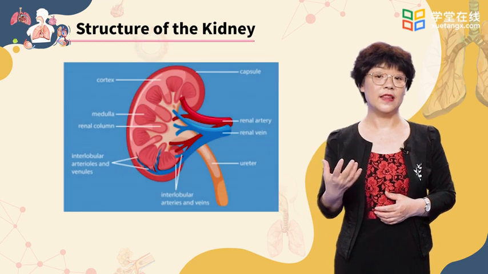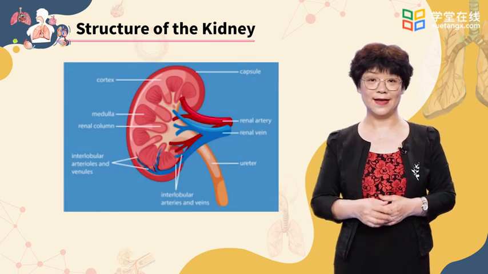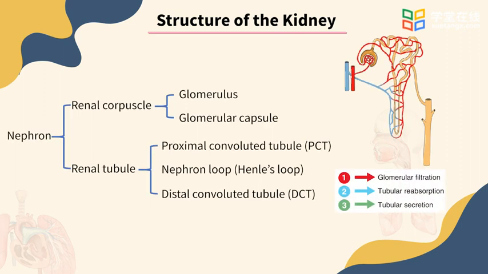Kidneys consist of an outer cortex and inner medulla. The structural and functional units of the kidney are nephrons. Each kidney contains over 1 million nephrons. Urine is formed here. Each nephron consists of a glomerulus and a renal tubule. The glomerulus is a capillary network arising from an afferent arteriole. It is surrounded by Bowman's capsule.